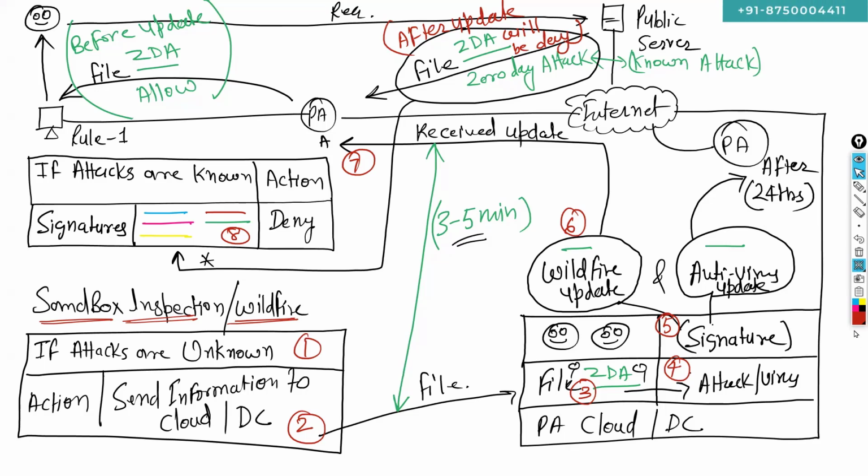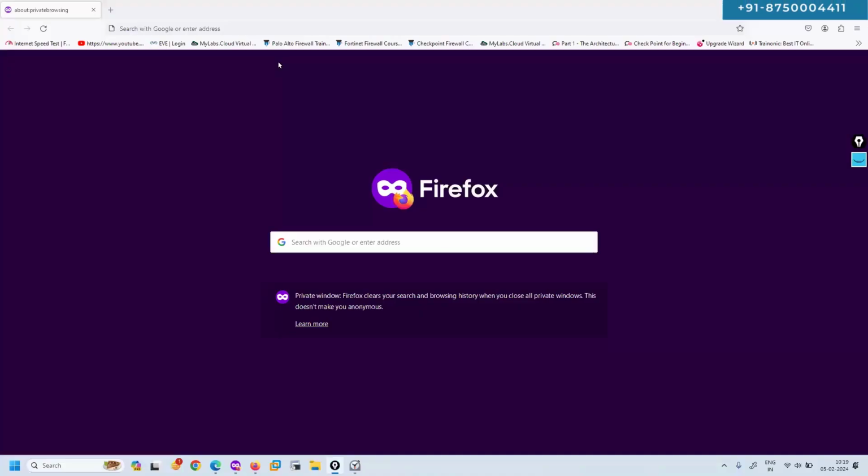Clear? So those who don't have a WildFire subscription will get no protection for 24 hours; after 24 hours they will get it. But those who have paid more will get attack information very early, after 3 to 5 minutes. This is the difference. Pay more, get more. So this was our WildFire.